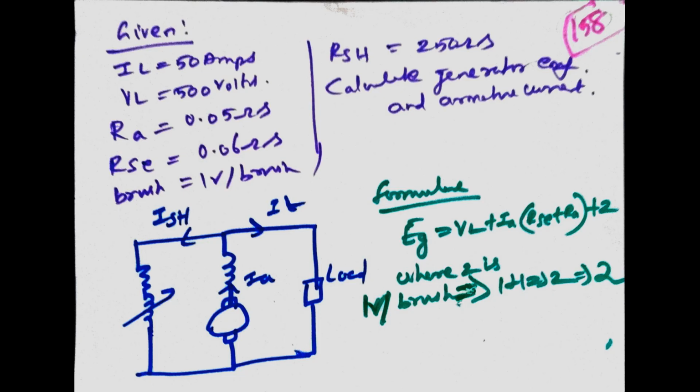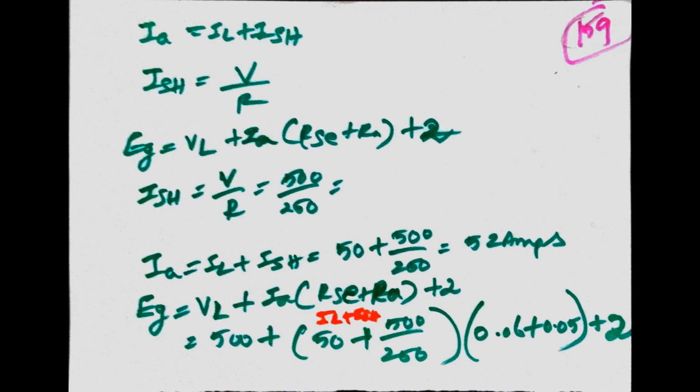Formula: EG is equal to VL plus IA into (RSC plus RA) plus 2, where 2 is the brush drop, 1 volt per brush, 1 plus 1 is equal to 2, that is for 2 brushes. IA is equal to IL plus ISH. ISH is equal to V divided by R. EG is equal to VL plus IA into (RSC plus RA) plus 2.